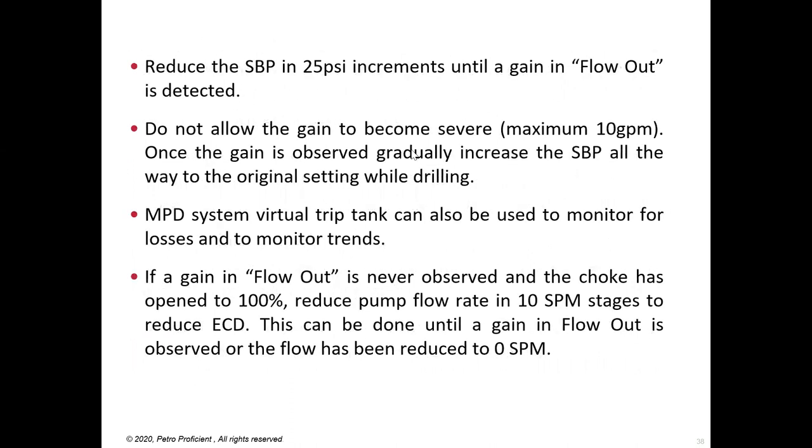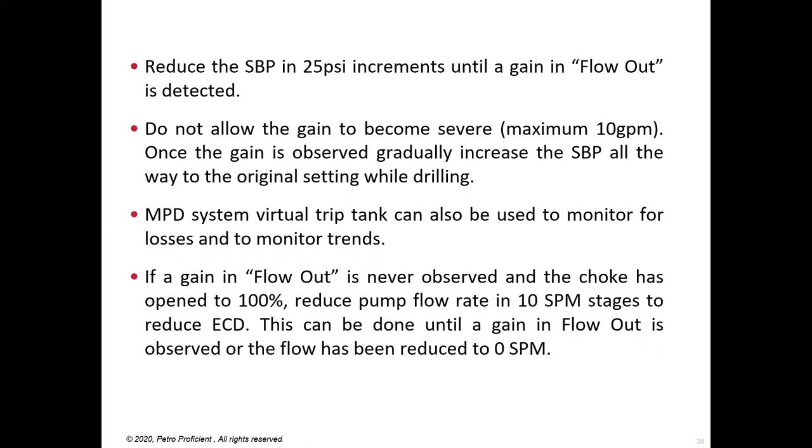So you keep doing it, and again, you have to do it until a predetermined value or you have detected any flow out. If you reach a predetermined value, let's say by reducing your surface back pressure, which was earlier 400 PSI, to zero, and then you calculate with zero PSI your equivalent mud weight in the well.